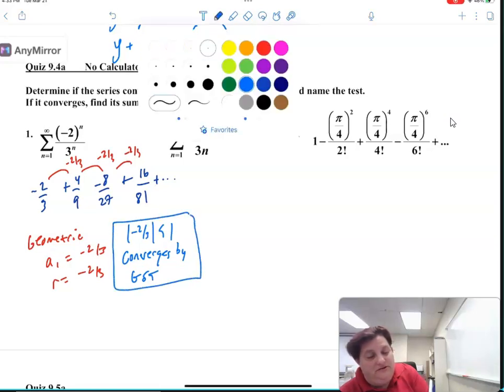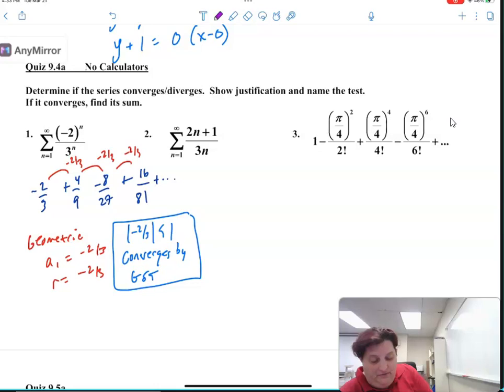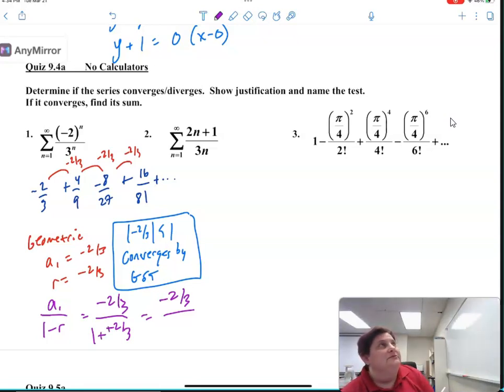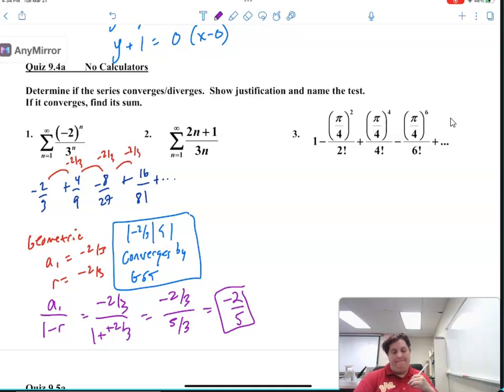The next part of our answer is, well, what does it converge to? Remember my formula, A1 over 1 minus r. So it's negative 2/3 over 1 minus negative 2/3. Okay, so it's negative 2/3 over, if I add that, 3/3 plus 2/3 is 5/3. The 3's cancel out, so it's negative 2 over 5. Okay, so that's what the sum is going to go to for number 1.